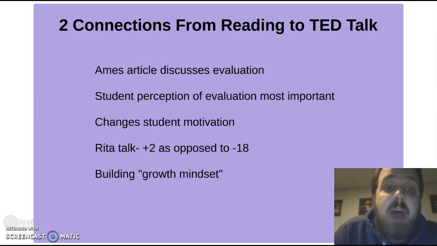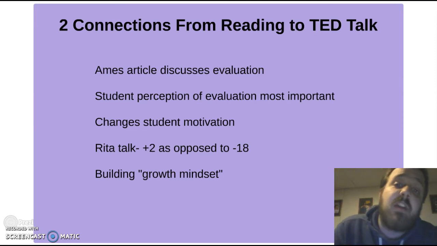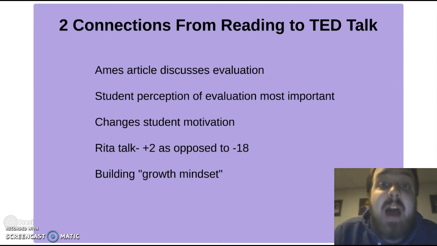The first one I wanted to connect to was the Ames article. I think it was the first article that was listed to read. One of the things within the Ames article is it talked about how evaluations can really depend on how students perceive them. When you're giving back that feedback, which has been shown to be so important in student learning, if you give back the feedback in a way that students perceive to be negative, they might not take away the things that you're looking for, as opposed to when you give positive student feedback. It really does affect student motivation.